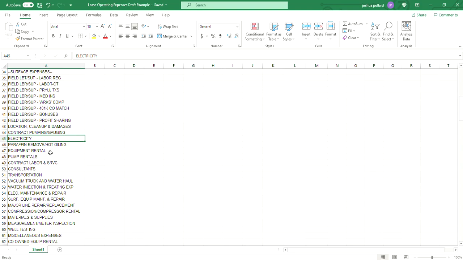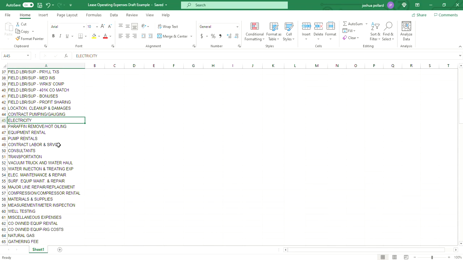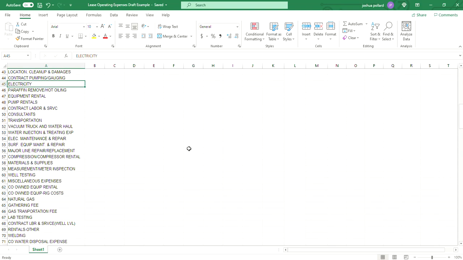Equipment rental, if you need a generator to power the pumping units. Pump jack rentals, typically you don't rent the pumping units, but on some of the bigger ones you could. Contract labor, roustabouts, that kind of stuff. Consultants, transportation, vacuum truck, water hauling if you have to haul off the water, water injection, electrician maintenance. That can be a big one if you have an electrical storm come through and bust everything up. That happens.